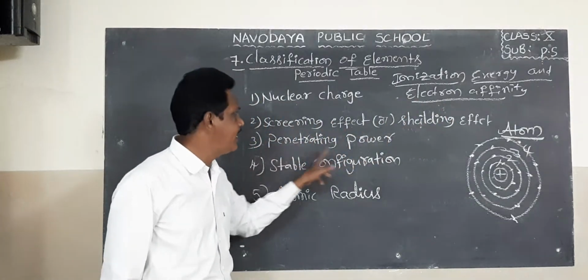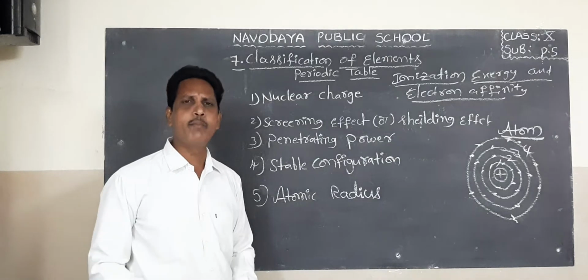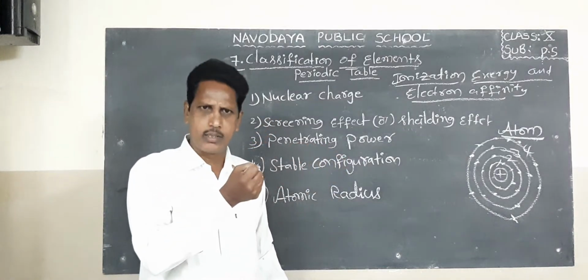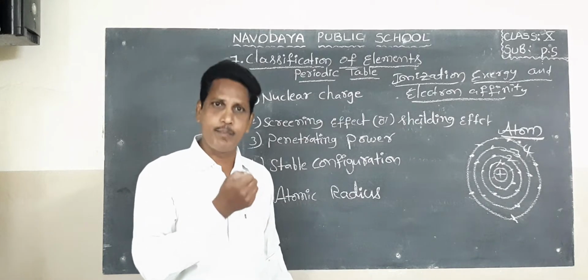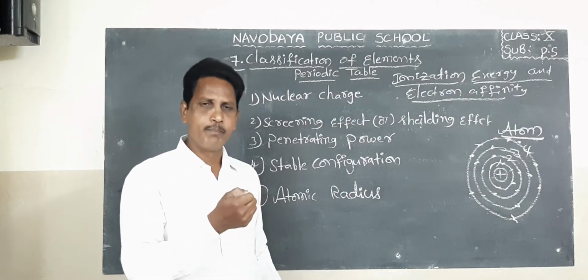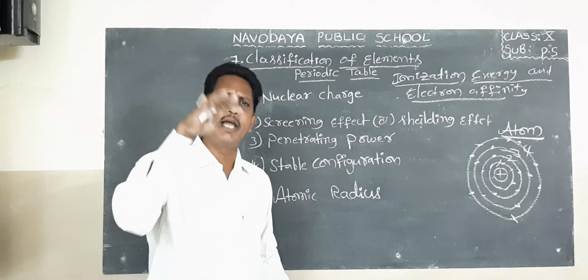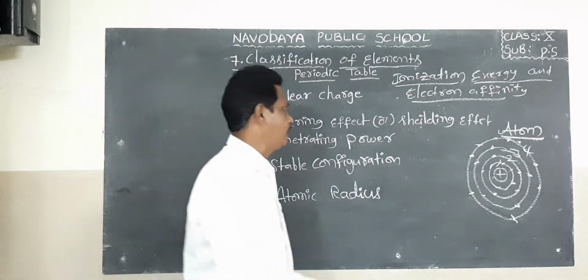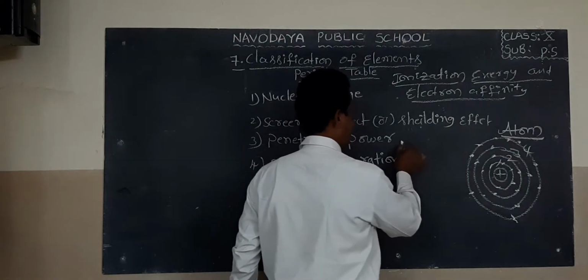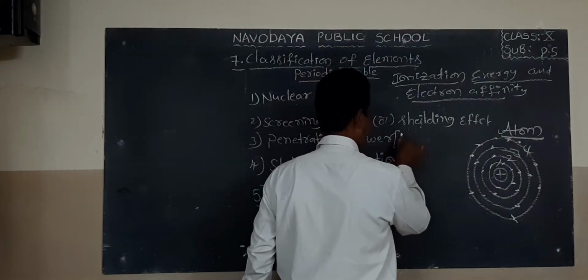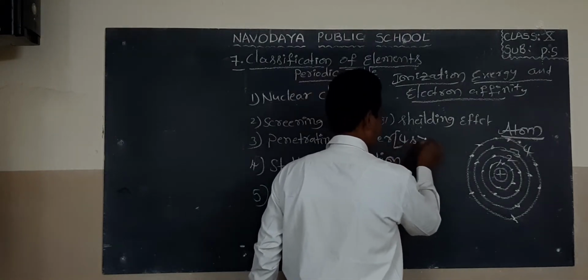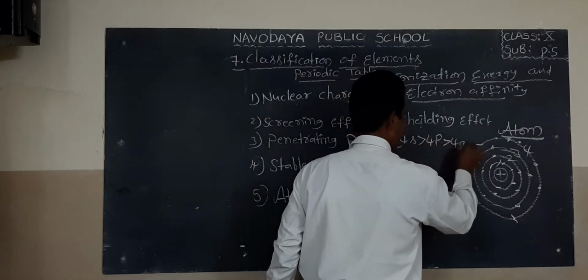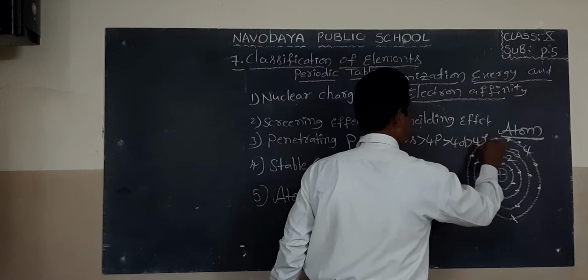Third one, penetrating power. Penetrating means going deep, coming close to the nucleus. Penetrating power: orbitals in the same main shell. For example, 4s is greater than 4p, greater than 4d, greater than 4f.